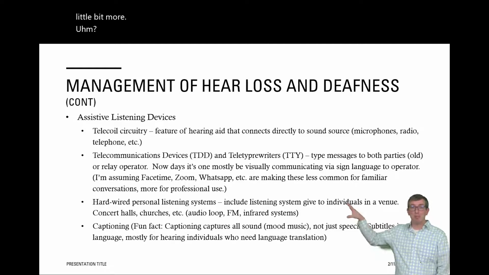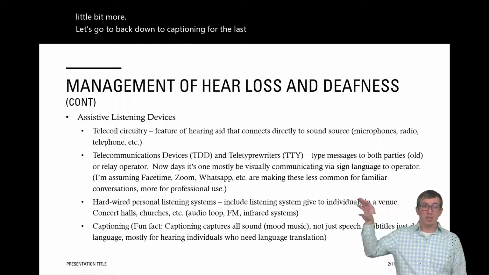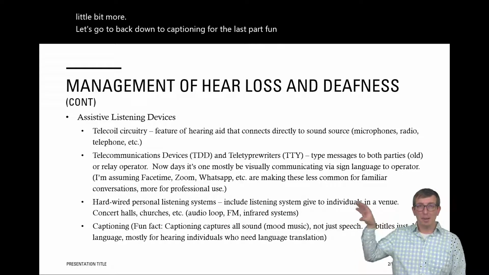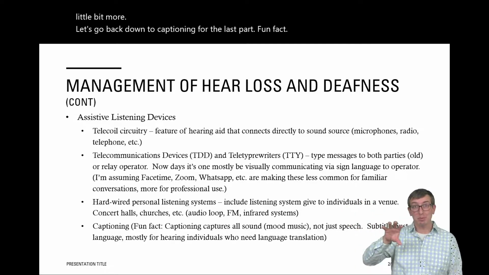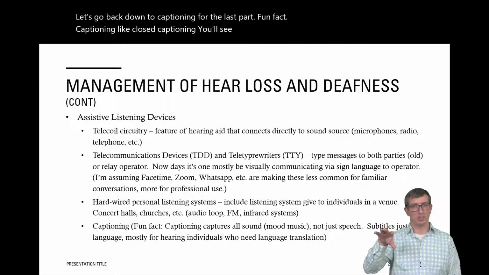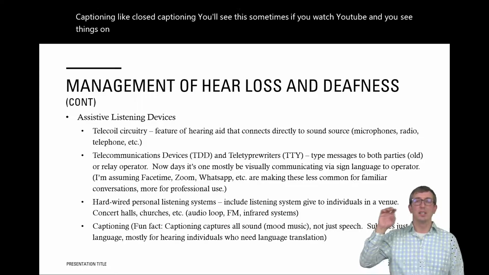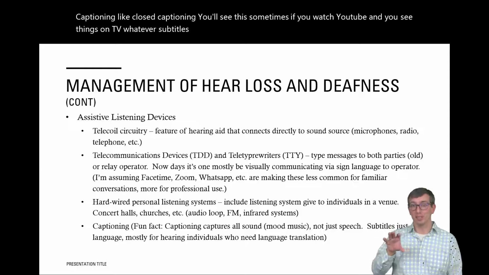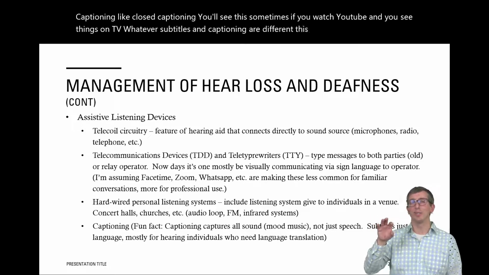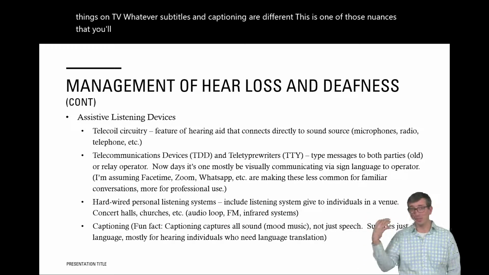Let's go back down to captioning for the last part. Fun fact, captioning, like closed captioning, you'll see this sometimes if you watch YouTube and you see things on TV, whatever. Subtitles and captioning are different. This is one of those nuances that you'll eventually learn somewhere else, or now you're learning it here, I guess.